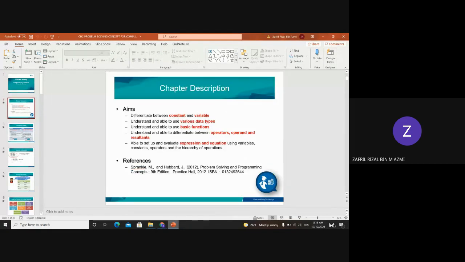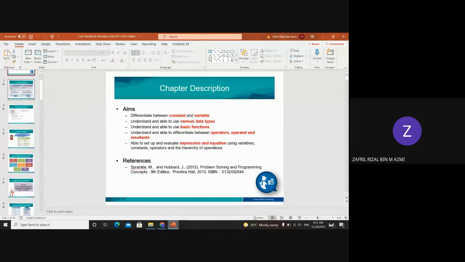First, constant and variable. Then various data types, the data types related to variable and constant. And then basic functions available in computer language. And then operator, operand, and resultant. Very basic operators, plus, minus. And then very basic expression and equation. Everything is very basic.